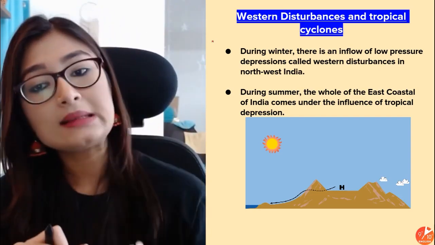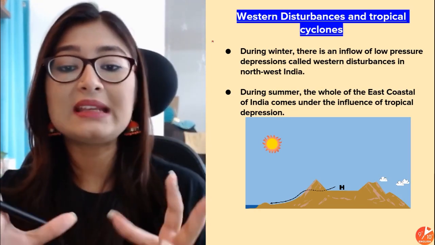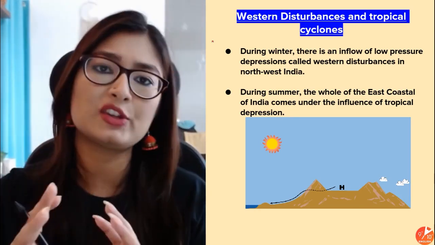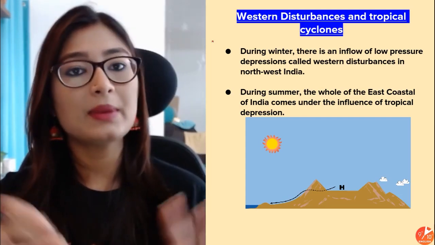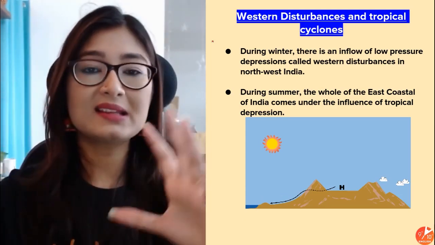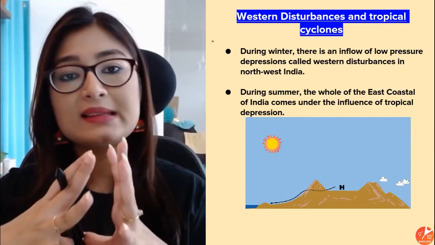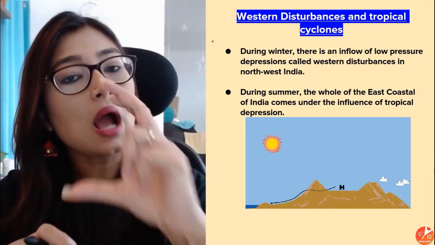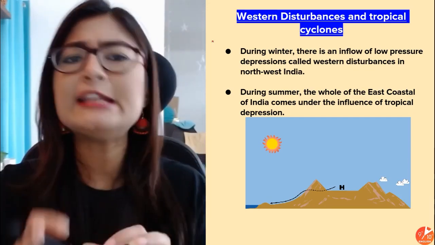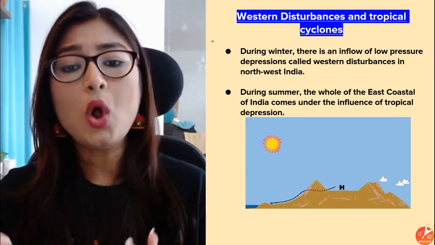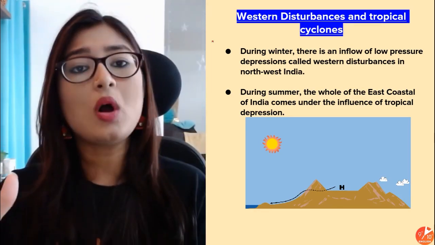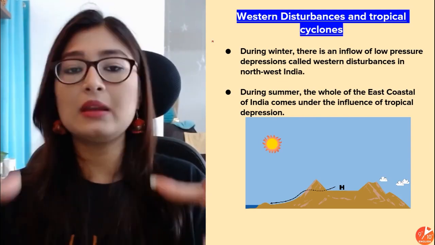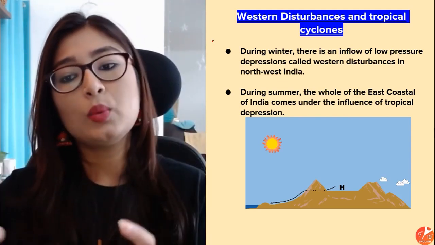If you talk about the summer, the whole of the eastern coast of India comes under the influence of tropical depression. So bacha, during summers the equator and Tropic of Cancer are receiving most of the sun rays. A huge amount of solar energy is being received, so this entire part is really heated up. Naturally it will cause a depression, a very low pressure area being born. That is what is happening over here. There's a shift.